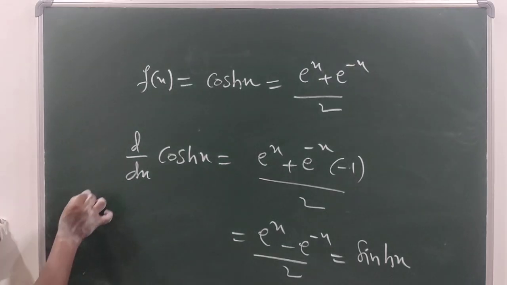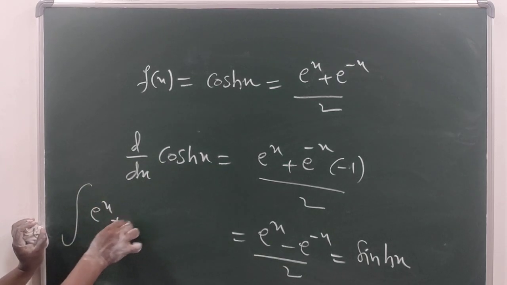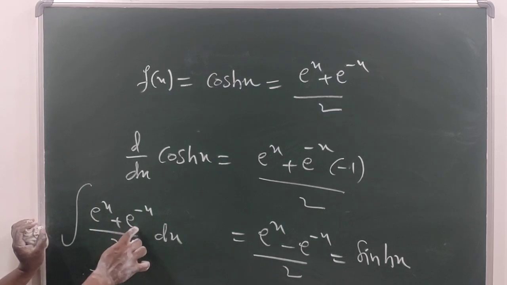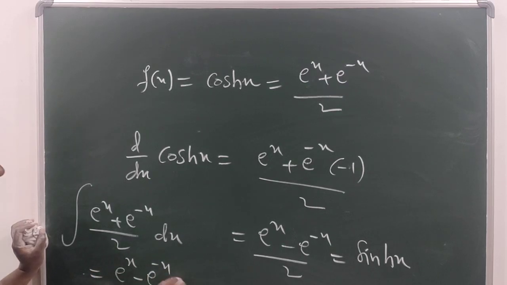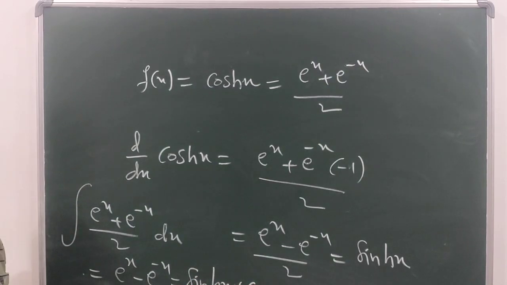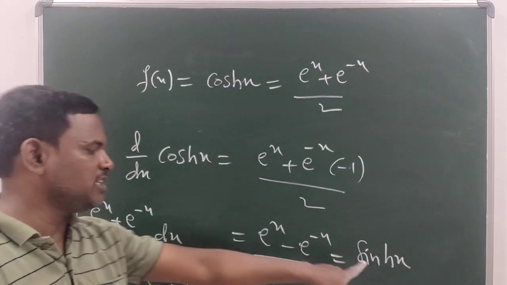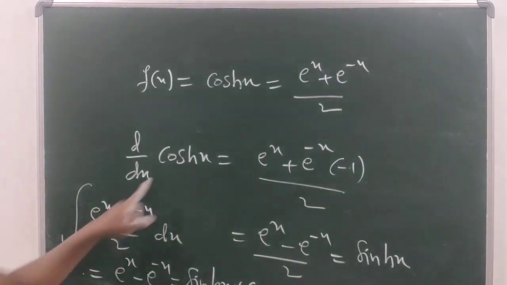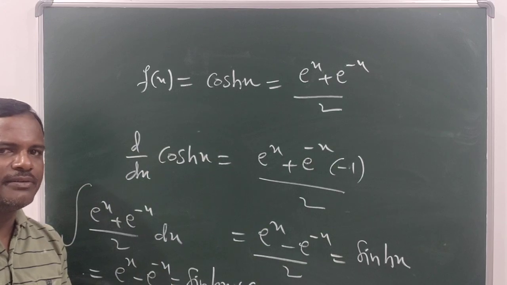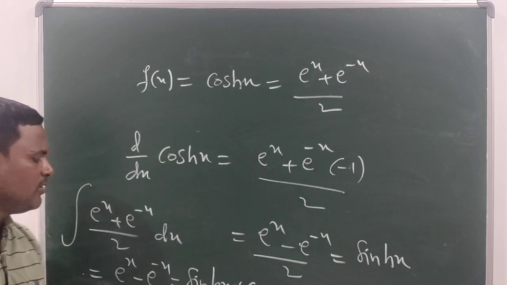And when you find its integration, e power x plus e power minus x by 2 dx: the integration of e power x is e power x only, but for e power minus x, you get minus e power x by 2. This is nothing but sin hx plus c. The differentiation of cos hx is sin hx, and the integration of cos hx is also sin hx.